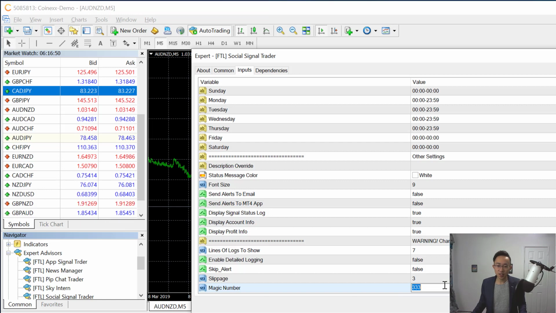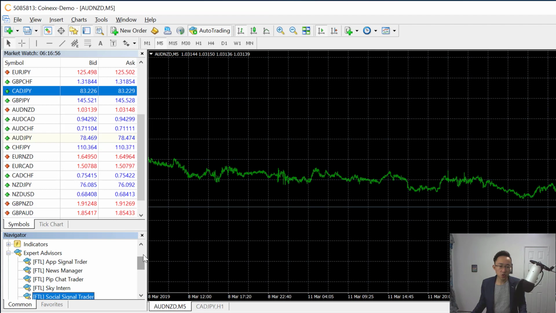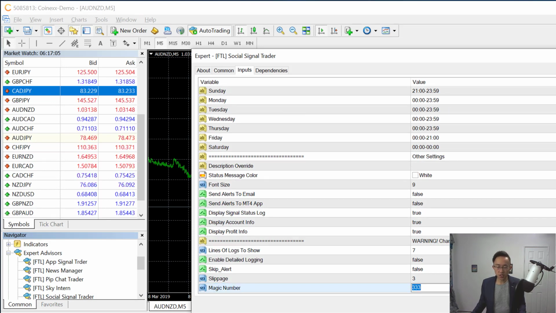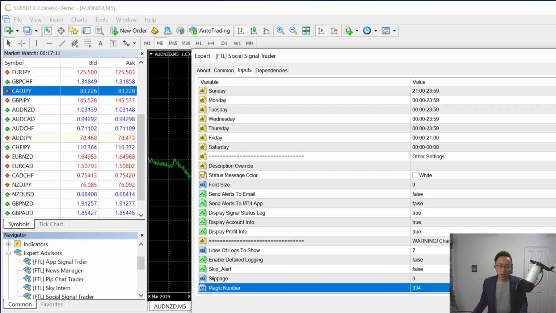The magic number default is different for all the software. But let's say you're running two instances of Social Signal Trader, you need to change the magic number for the second one. Let's say the second one will be like 334. It's to prevent overlapping between two different software, so you need to use a different magic number. And if you use the same one, the software is going to warn you. So it's not like you're going to make a mistake, but just so you're aware, if you're running two instances of the same software, you want to change the magic number.